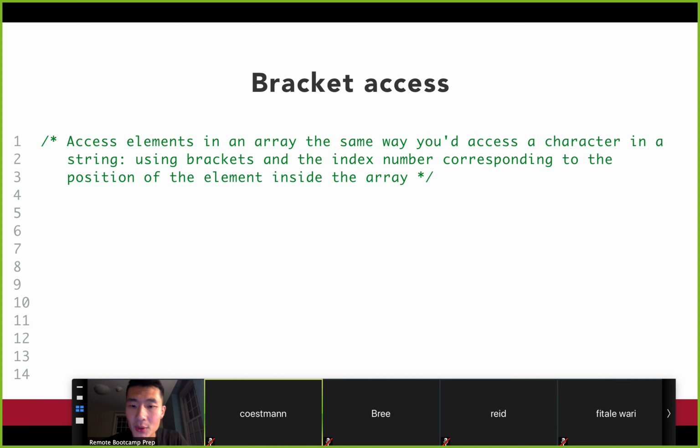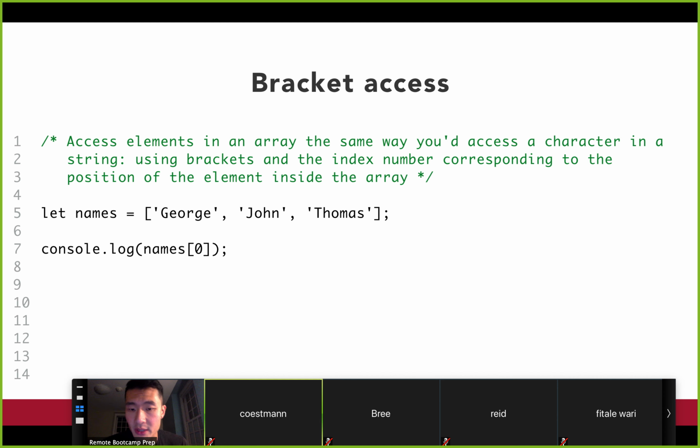All right, so accessing elements inside an array is how you would imagine, the same way we access characters inside a string. We use brackets as well as an index number corresponding to the position of the things inside the array. So here with an array of 3 things, if I want to access the first thing, remember, and this is something that maybe trips people up in the very beginning, the positions in arrays and most things in programming start at 0, not at 1. So when I do names, I use the square bracket of index 0.